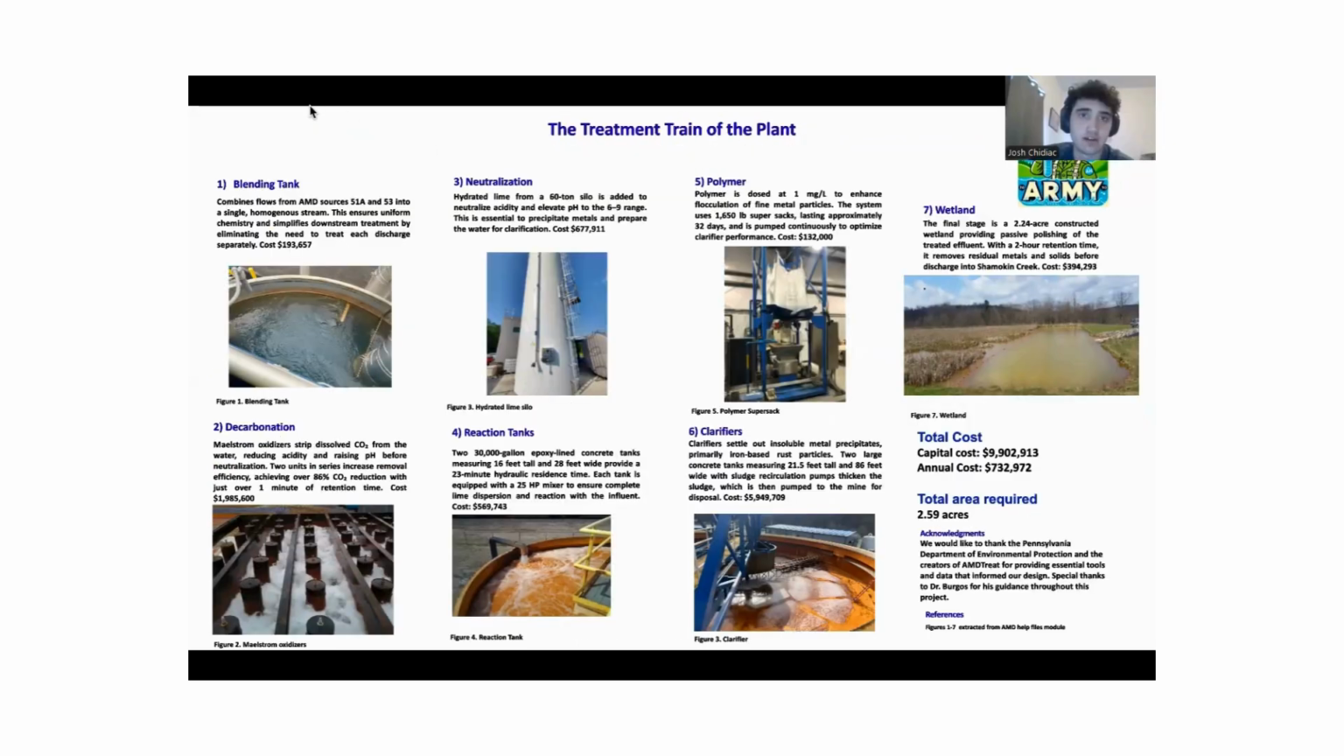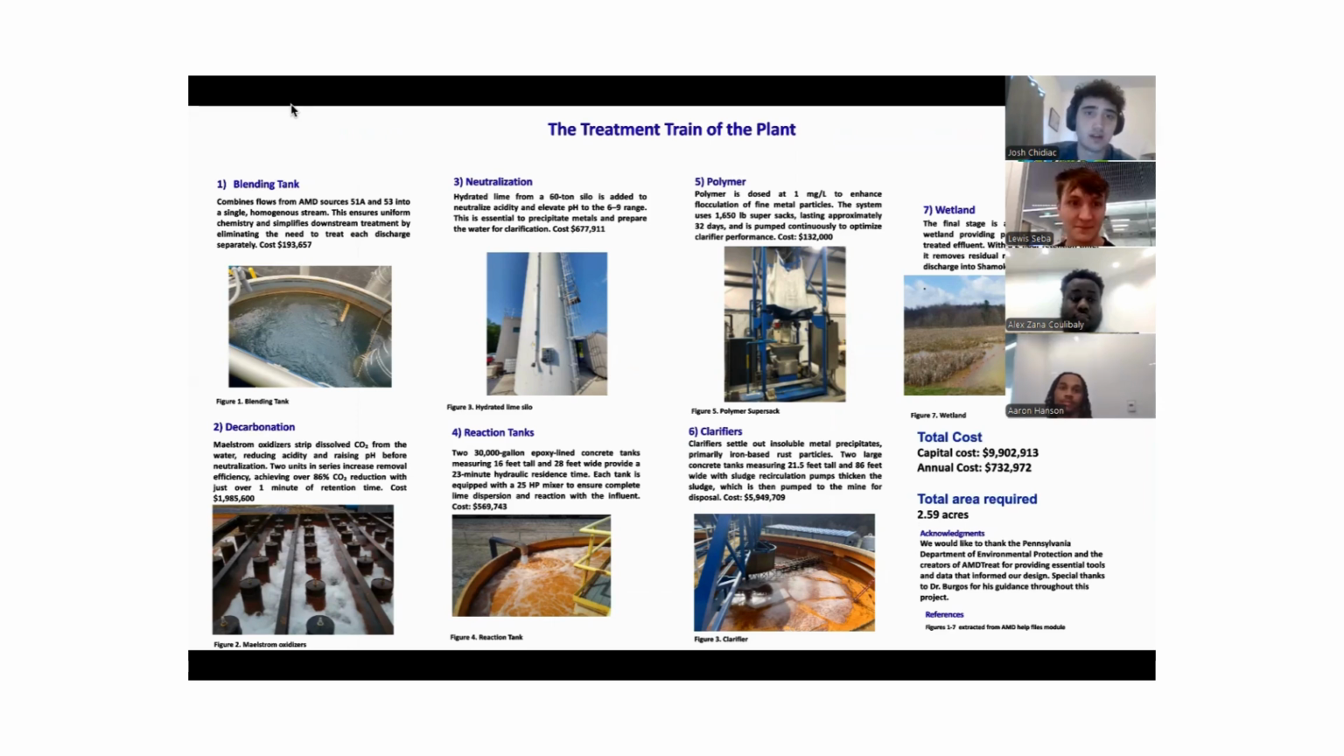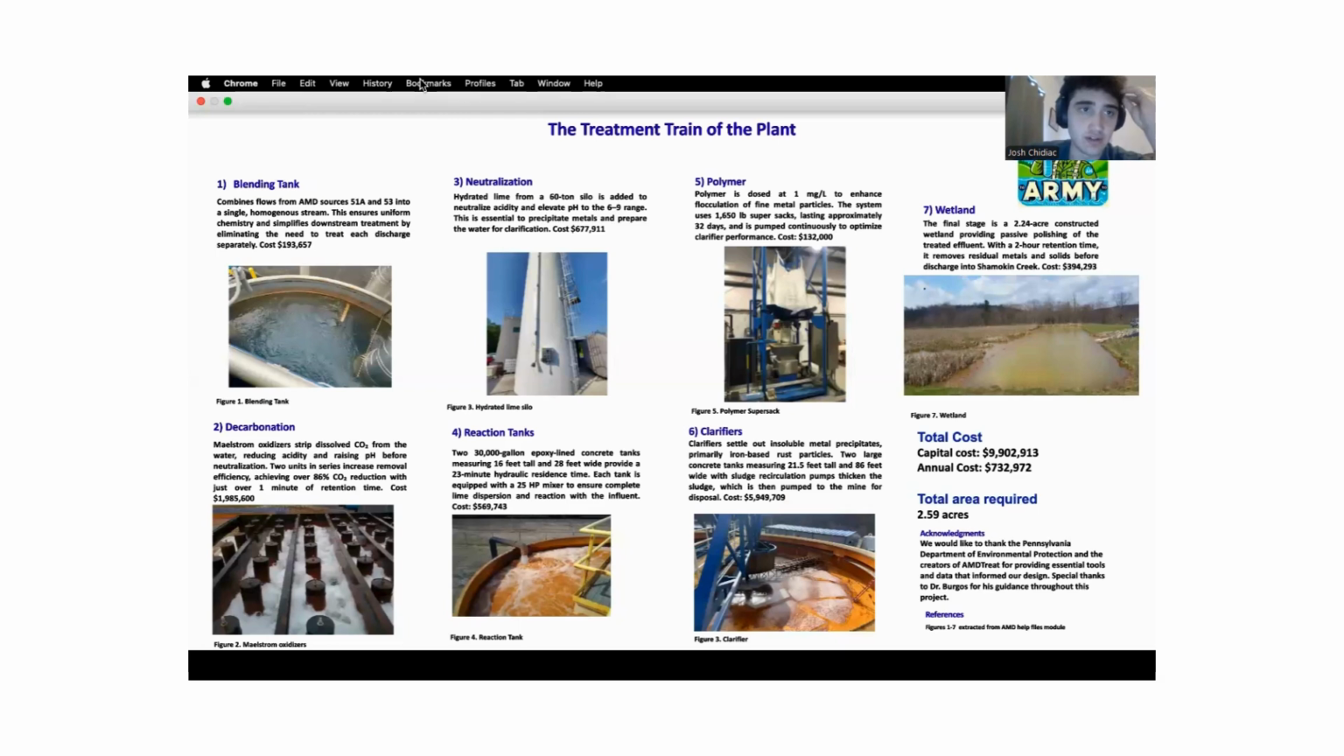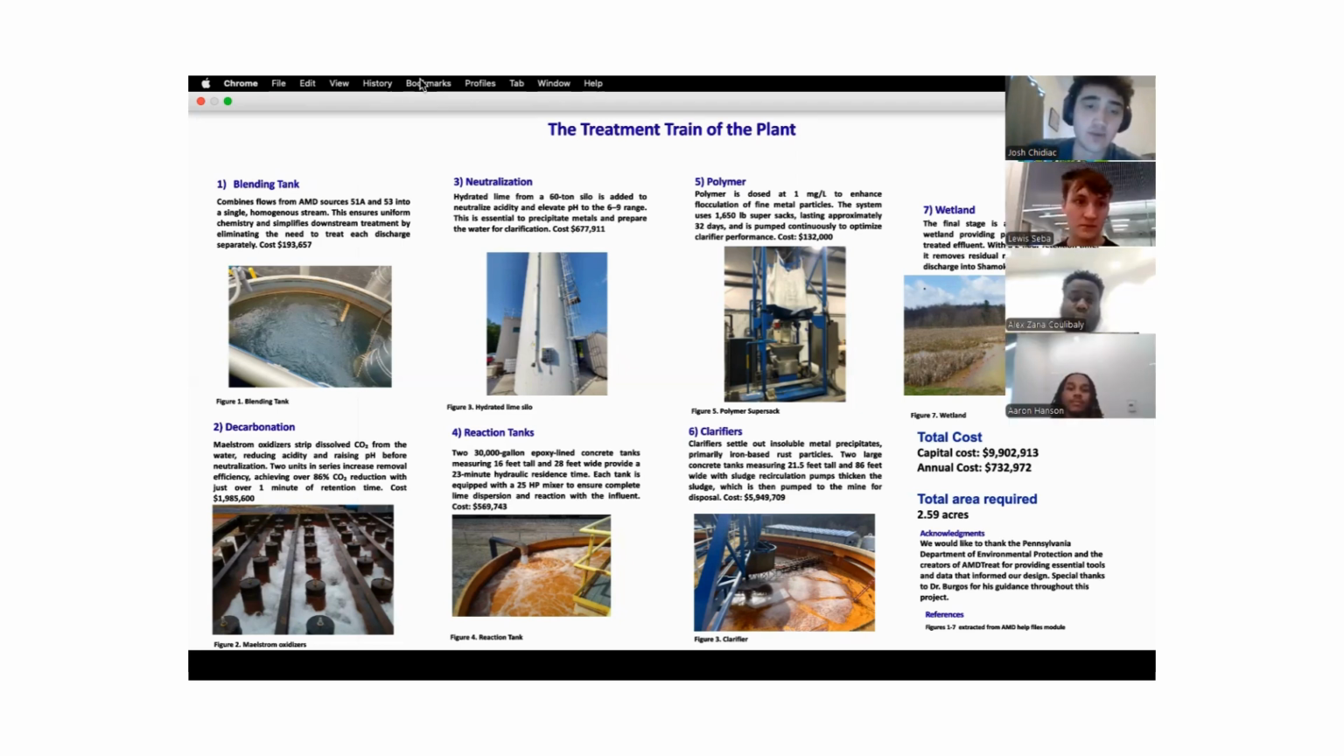And then finally, we're going to use this treatment train for the plant, which is going to include a blending tank, going on to decarbonation, neutralization using hydrated lime, reaction tanks to react the lime with the influent, treat it with polymer so it flocculates in the clarifiers, and then finally it will be discharged to the wetland for polishing.